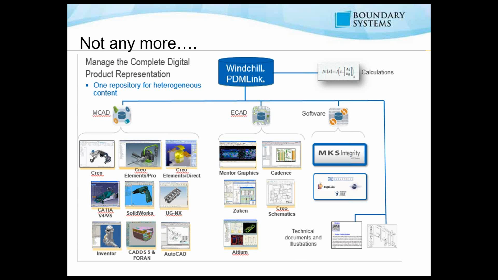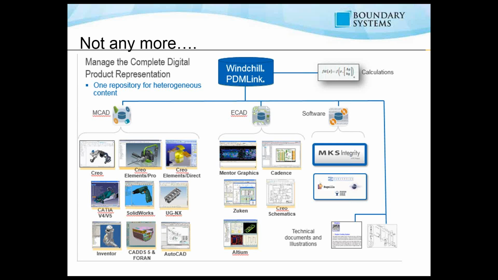With that, of course, you can see it manages complete data, product representation, one repository for heterogeneous content. So from the MCAD side, you can see we have Creo files, we have Creo Element files, Creo Direct. We also have CATIA, SolidWorks, UG, Inventor, CAD 5, AutoCAD. So we're not, once again, just storing PTC-based products. We're storing any type of CAD data inside of there. You can also go into the ECAD side where we have Mentor Graphics, Cadence, Creo schematics, and then, of course, any additional software. So MKS Integrity you can also use, which is a PTC product as well.